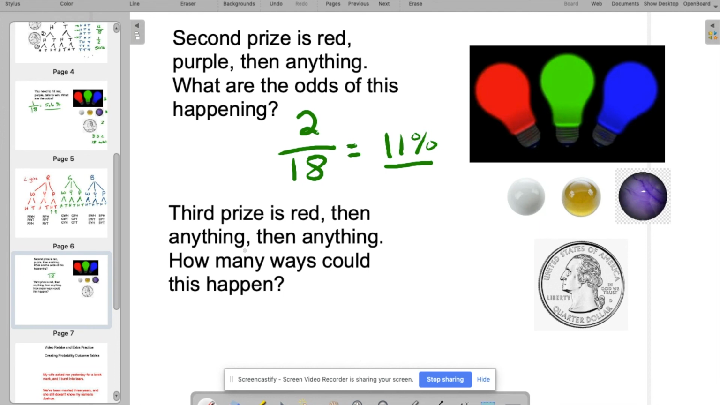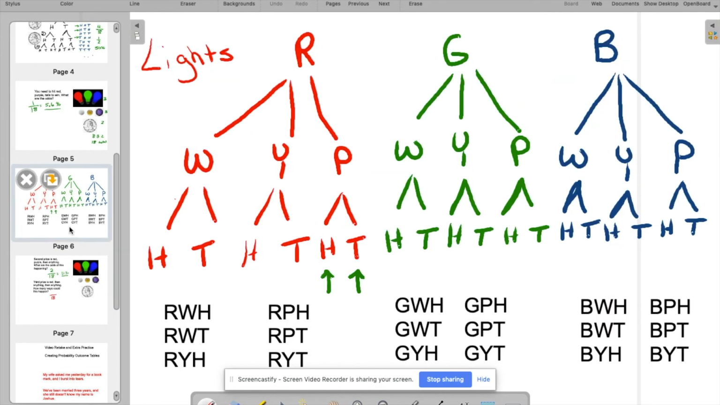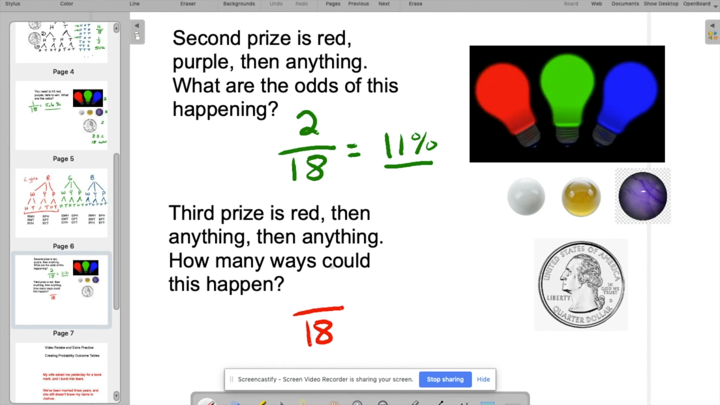So third prize is red, then anything, and then anything. So let's go back and look here. How many of our events have red, then anything, then anything? Well, that means that all 6 of these events have red and then something else, which means we have 6 out of 18 or a total of 33% for this problem.